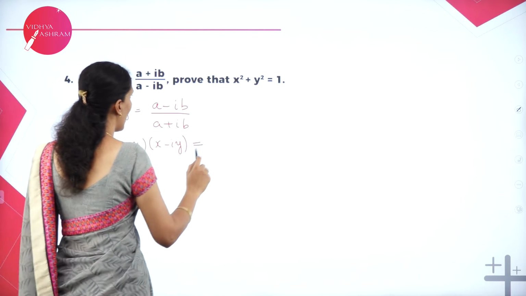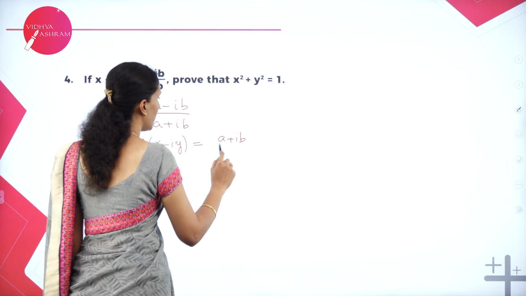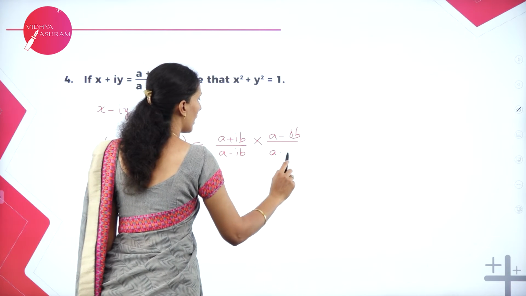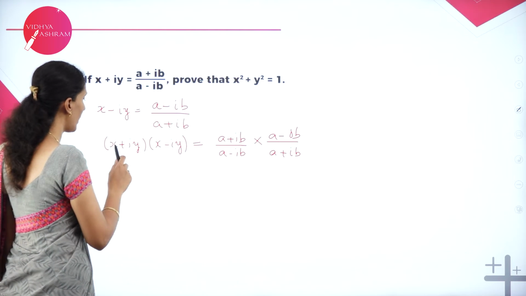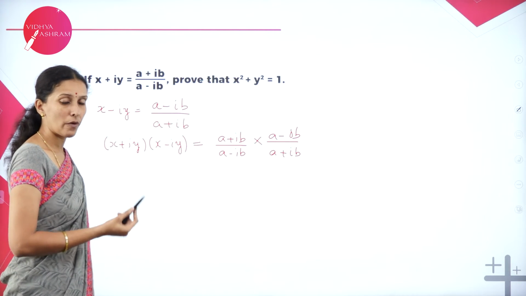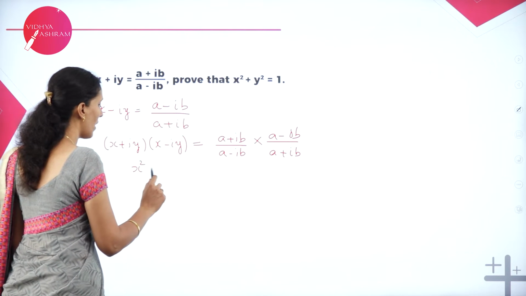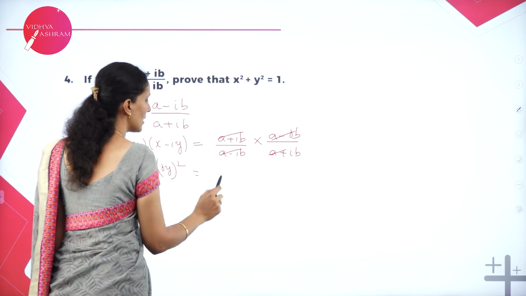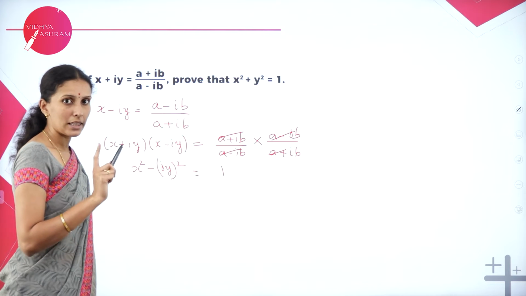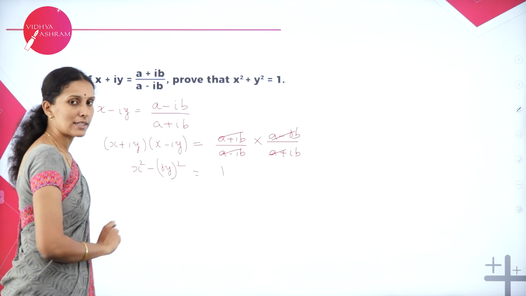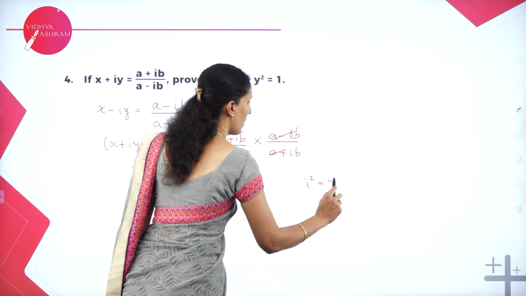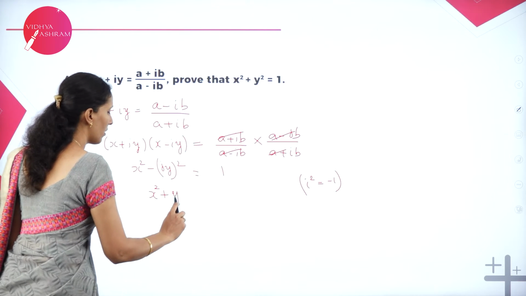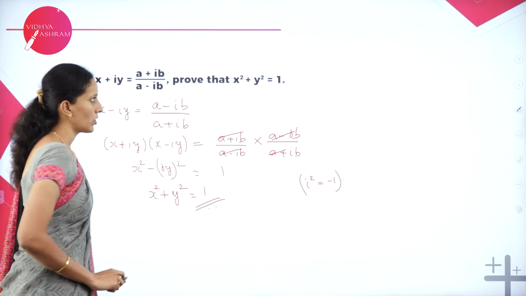Then you should multiply the RHS term (a plus ib) divided by (a minus ib) into (a minus ib) divided by (a plus ib). Now this is in the form of (a plus ib)(a minus ib), which can be written as a square minus b square. So this becomes x square minus (iy) whole square. Here you can see the terms cancel and it is 1. If you replace i square as minus 1, then you have minus of minus y whole square, which is plus y square, and here the value is 1. Hence the equation is proved.